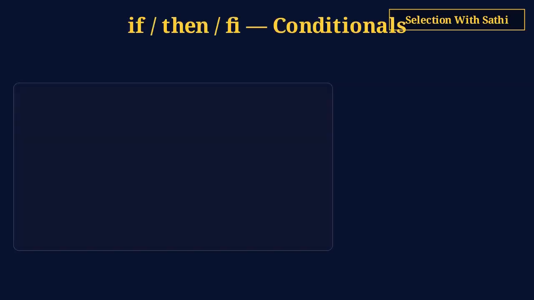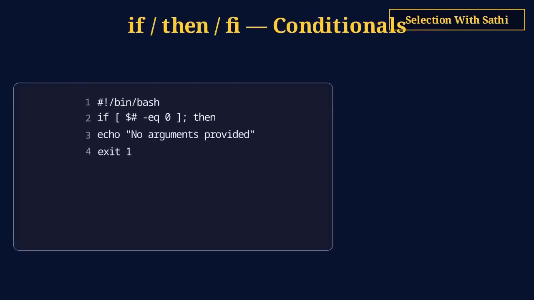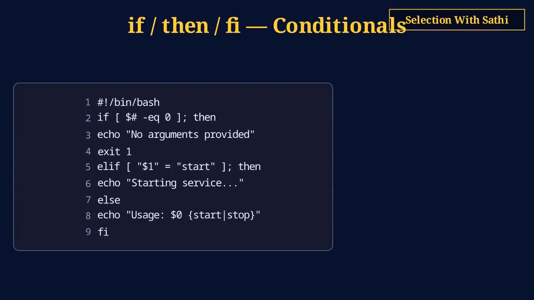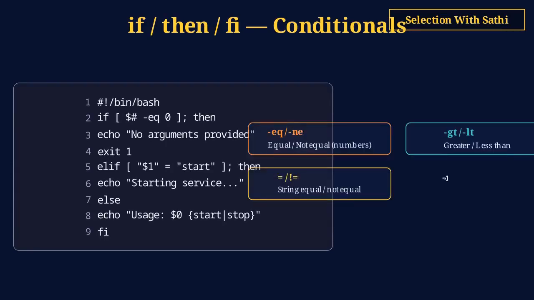Second concept: if-then-fi. The syntax is if [ condition ]; then commands; fi to close. Spaces inside the square brackets are required. They are actually arguments to the test command. For string comparison, use single equals for equal and != for not equal. Always quote your variables inside tests.